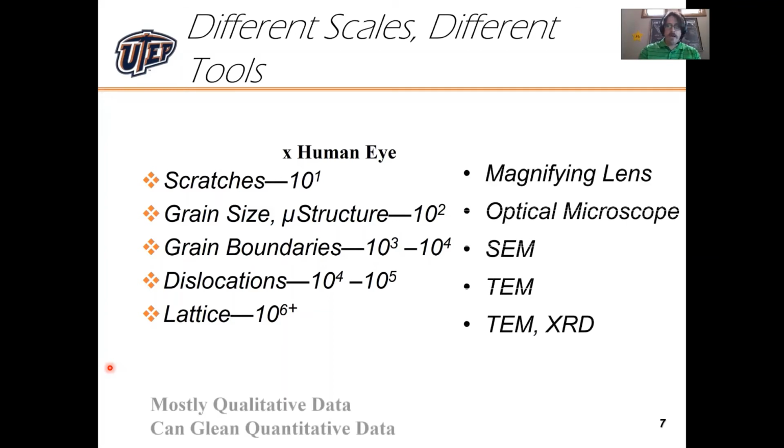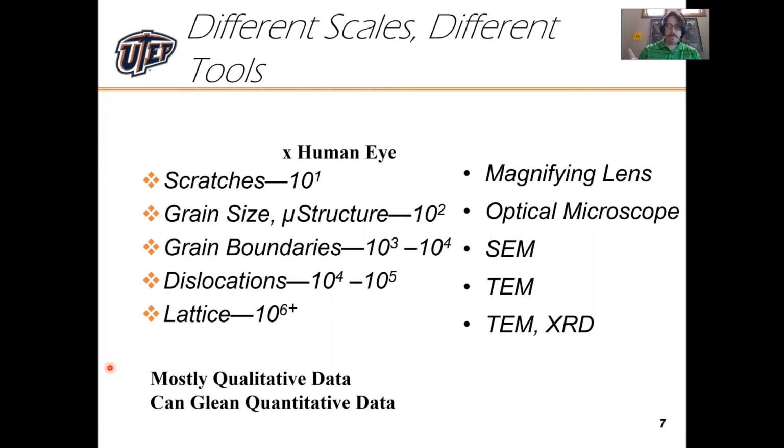And the tools we use to get this level of magnification, an example here. So these are just examples. There's a bunch of other things you could probably use to see a scratch, but a simple magnifying lens, you can see a scratch.